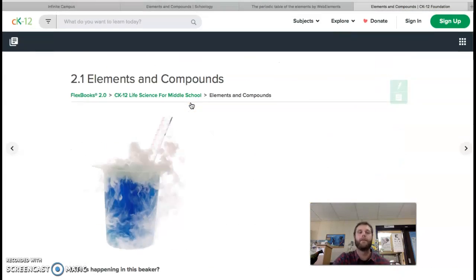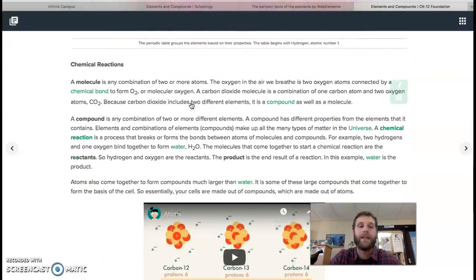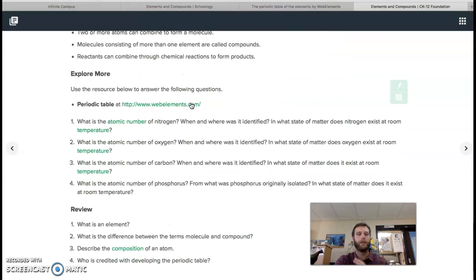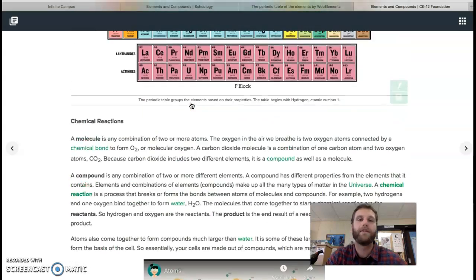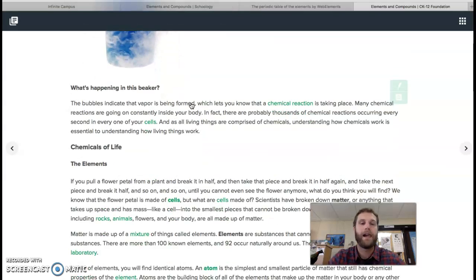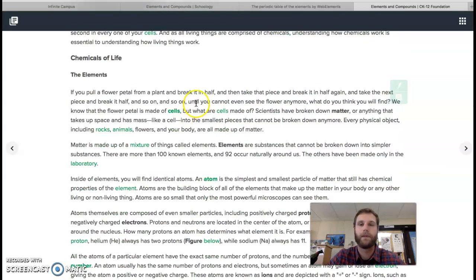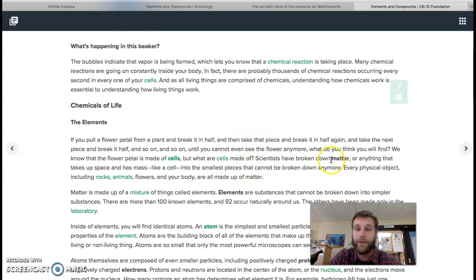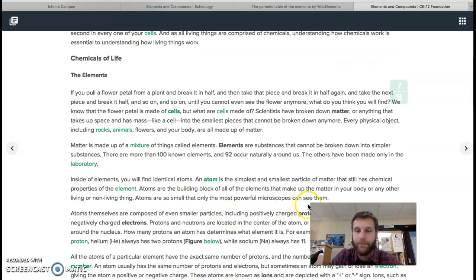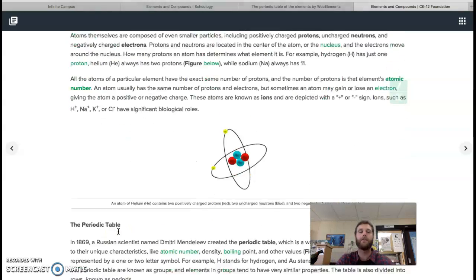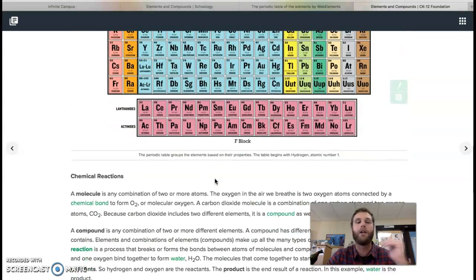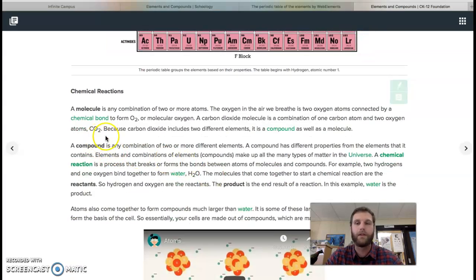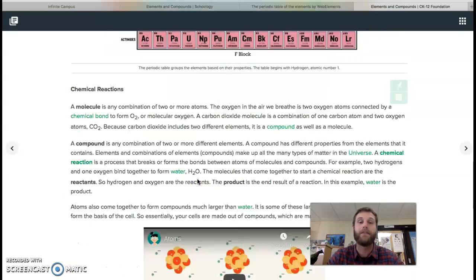Your assignment for today, you are going to completely ignore the questions. What you're going to do is look up and define every bold word. So going through, we have matter that is in bold. We have elements that are in bold. We've got protons, neutrons, electrons. So you're going to go through and find all of the bold words. So we got molecule, compound, reactants, products. You're going to define those.